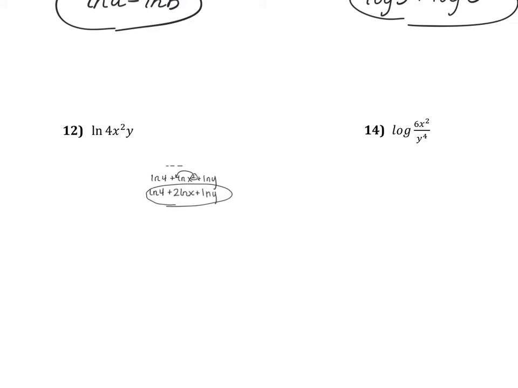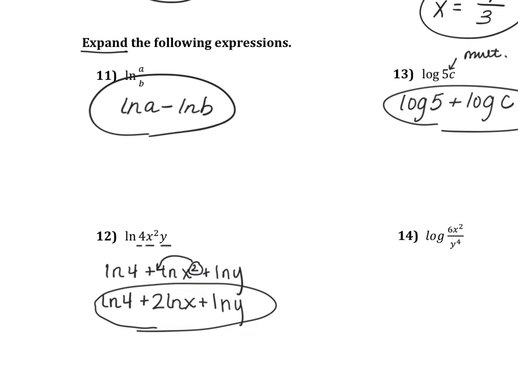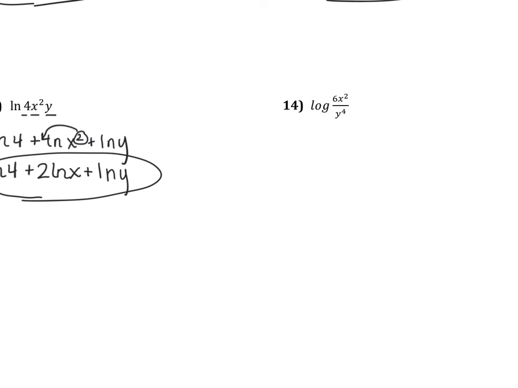And then 14. 14 is like, did we talk about it up here? When you have a fraction, it goes to subtraction. So in number 14, we have to turn this into subtraction. And so it would start off looking like this. Log 6x squared minus log y to the 4th.